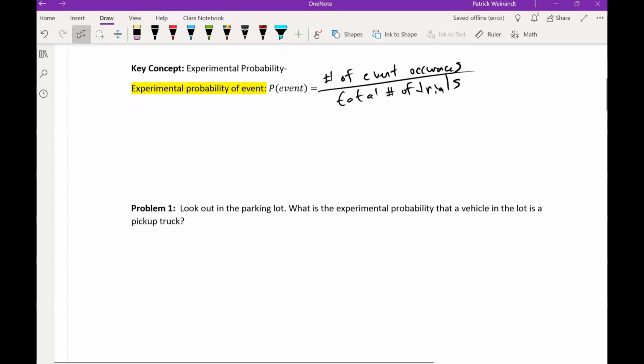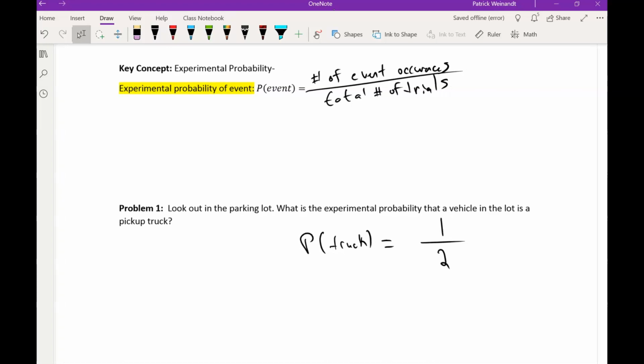So the experimental probability that a vehicle is a pickup truck is, well, you're going to have to think about the number of trials as how many vehicles there are. There are two vehicles, so the number of trials is 2, and how many of those are pickups? One. The probability experimentally of a pickup truck is 1/2. Apparently, the experimental probability of me looking out my window and seeing a pickup truck is 50%, or 50% of the cars are trucks.